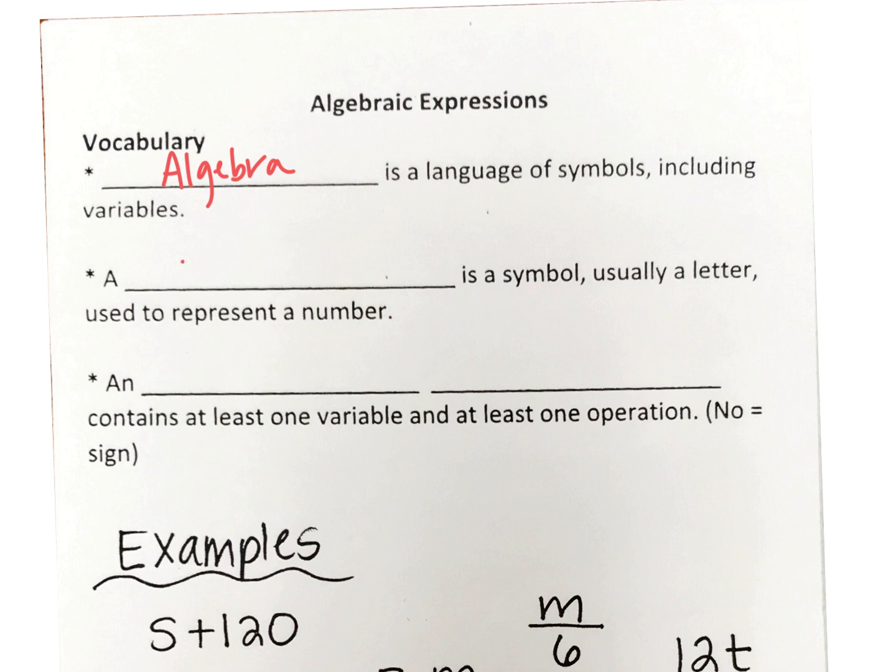A variable is a symbol, which is usually a letter in algebra, that is used to represent a number. And then an algebraic expression, which you will hear me use that phrase. An algebraic expression contains at least one variable and at least one operation. There is no equal sign in an expression. Equations have an equal sign, expressions do not.